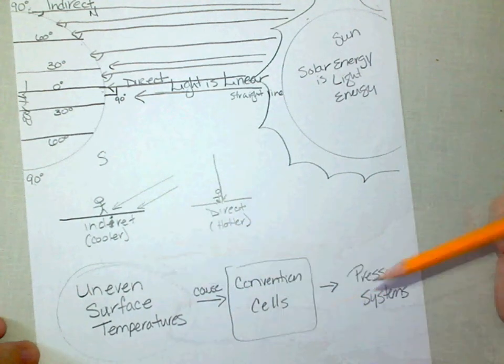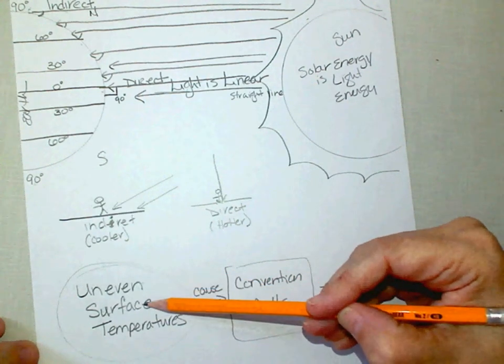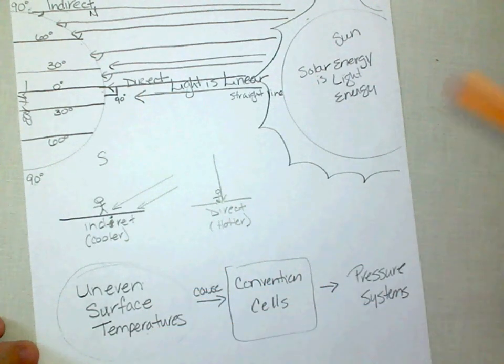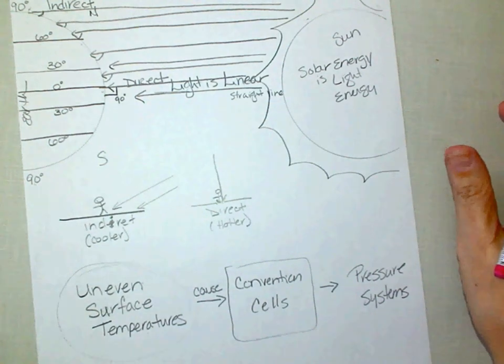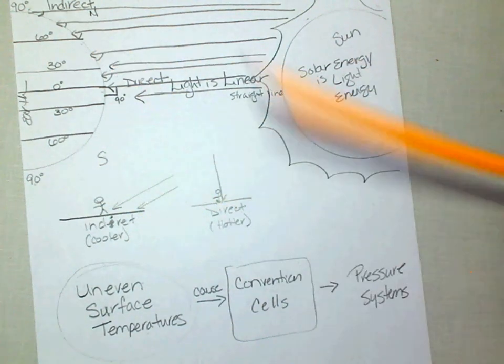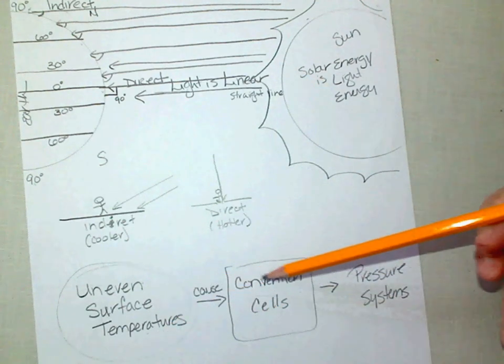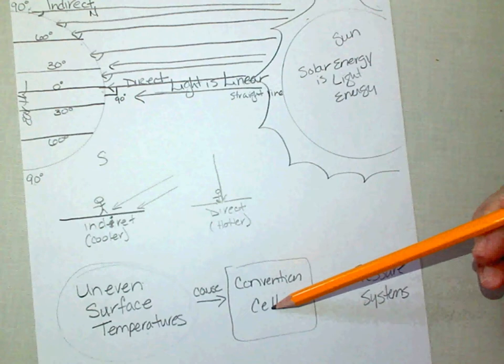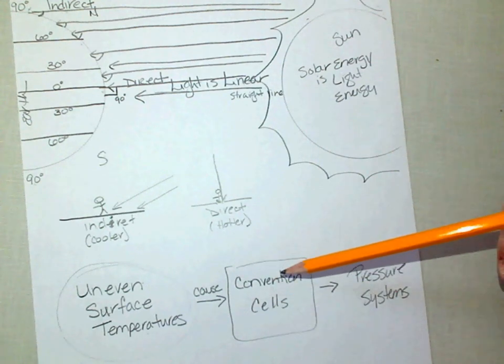Okay, so uneven surface temperatures, or you may hear it as uneven solar heating. But we're going to talk about the surface temperatures, okay? So uneven surface temperatures cause convection cells. So we're going to get in there and look at these convection cells really closely, okay?